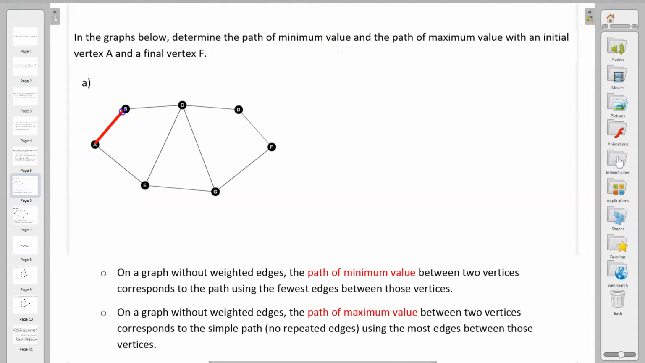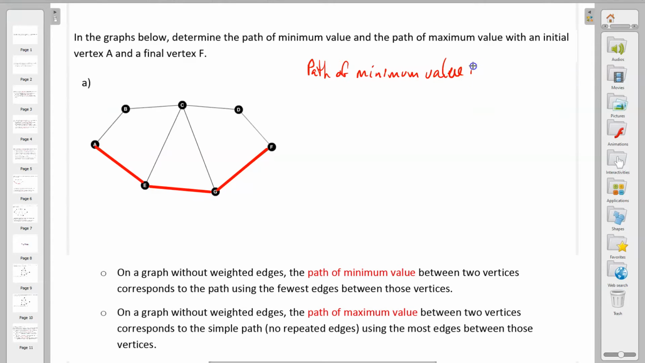Starting at A, we can go A to B, to C, to D, to F. The length of that path is 4. There are 4 edges involved. However, if I go A to E, E to G, and G to F, I've got a shorter path with only 3 edges. So the path of minimum value is A, E, G, F.